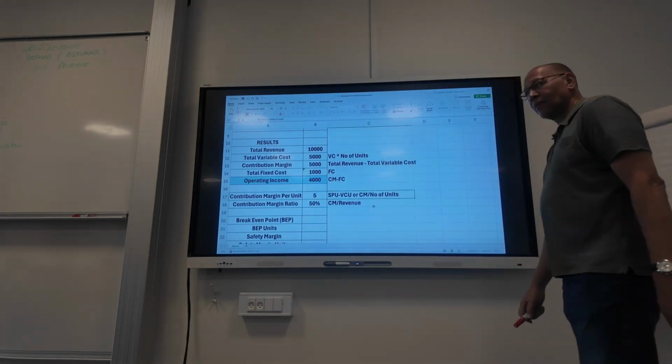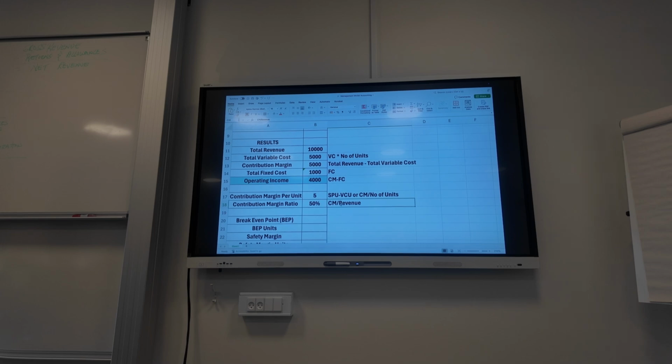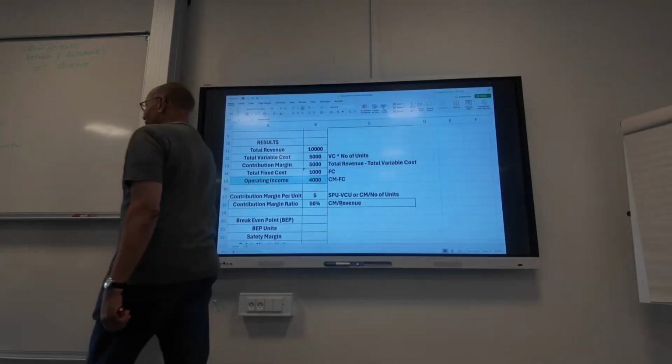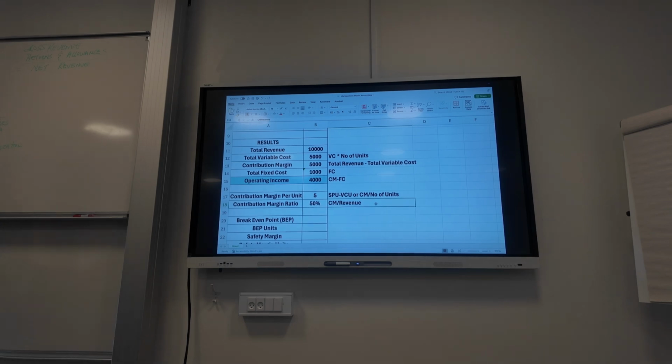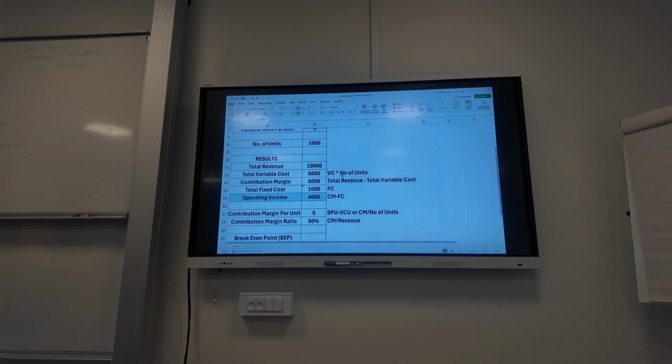50%, is that manual or is that a formula as well? That's a formula. I am writing the formulas on the right side. Contribution margin divided by revenue. Yeah, the formula for contribution margin ratio is contribution margin divided by revenue, right?